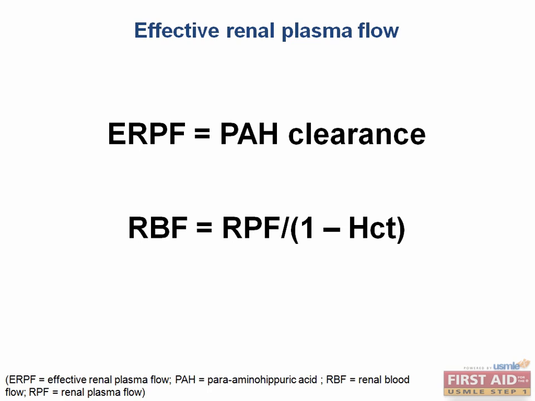So here's a question related to renal blood flow that will be useful for you to remember. How much of the resting cardiac output do the kidneys receive? Kidneys receive about 25% of the resting cardiac output. This is typically 1.2 liters per minute.